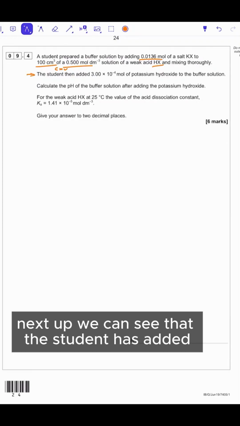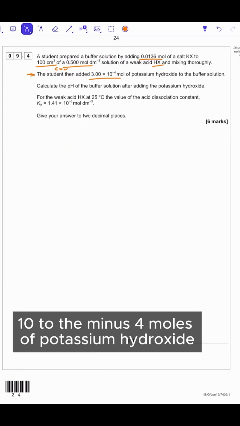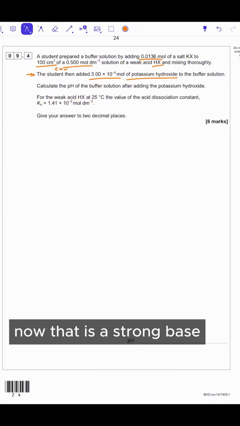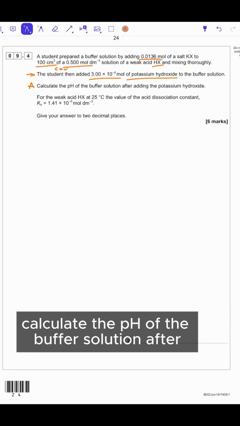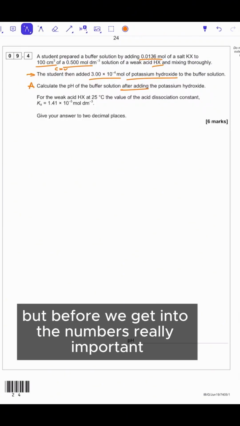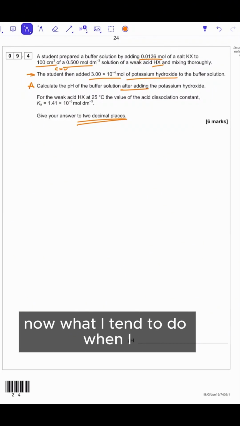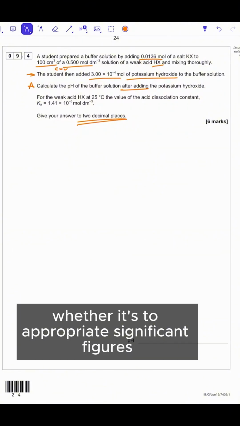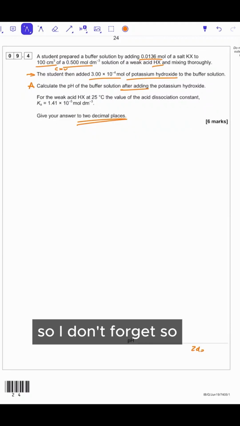Next up, we can see that the student has added 3 times 10 to the minus 4 moles of potassium hydroxide. Now that is a strong base. The question is, calculate the pH of the buffer solution after adding the potassium hydroxide. But before we get into the numbers, really important, give your answer to 2 decimal places. Now, what I tend to do when I see something like that, whether it's to appropriate significant figures or something, I put it at the bottom next to the answer so I don't forget.